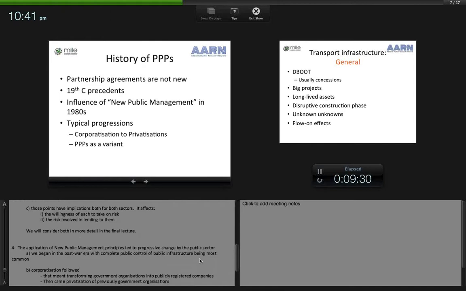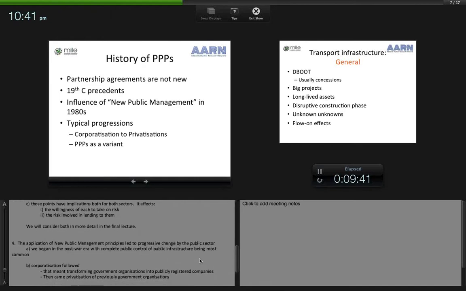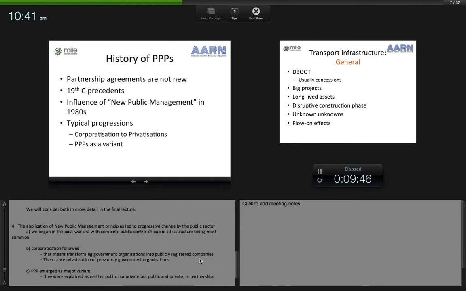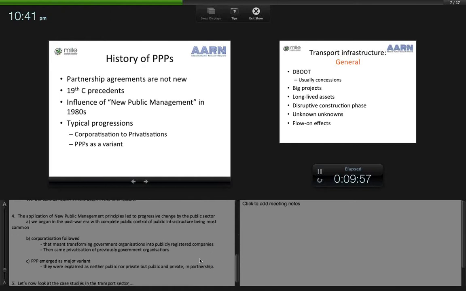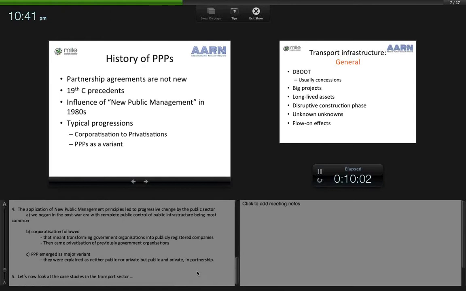The application of the new public management principles led to progressive change by the public sector. We began in the post-war era with near complete public control of public infrastructure, that being by far the most common arrangement. But during the 1980s, under the influence of the new public management, we moved into a period of corporatisation, and that meant transforming government organisations into publicly registered companies. Then came privatisation of previously government-owned organisations. Now, PPPs emerged into this era as a major variant. When they emerged, they were explained as neither public nor private, but public and private in partnership.